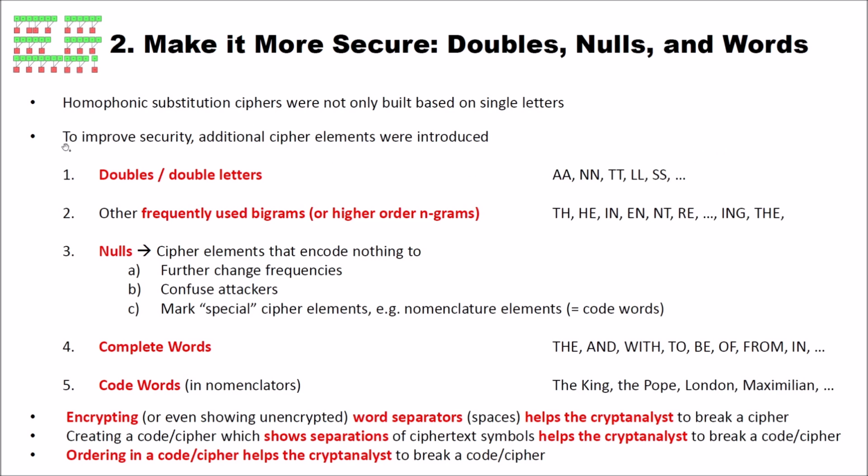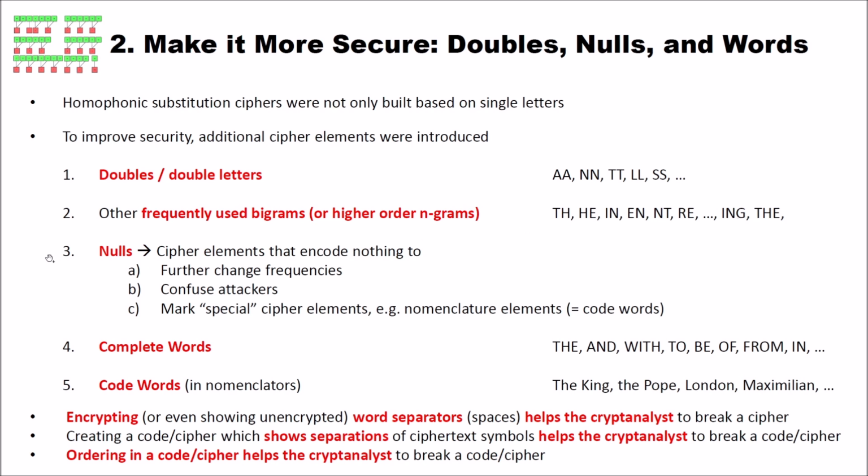Then, of course, we could assign homophones to other frequently used bigrams or higher order n-grams. For instance, TH in English is very frequently used, HE also, IN, and so on. So we could assign homophones to these bigrams. And then, for instance, in English, ING is used very often, Z is used very often. So we could assign homophones to these higher order n-grams.